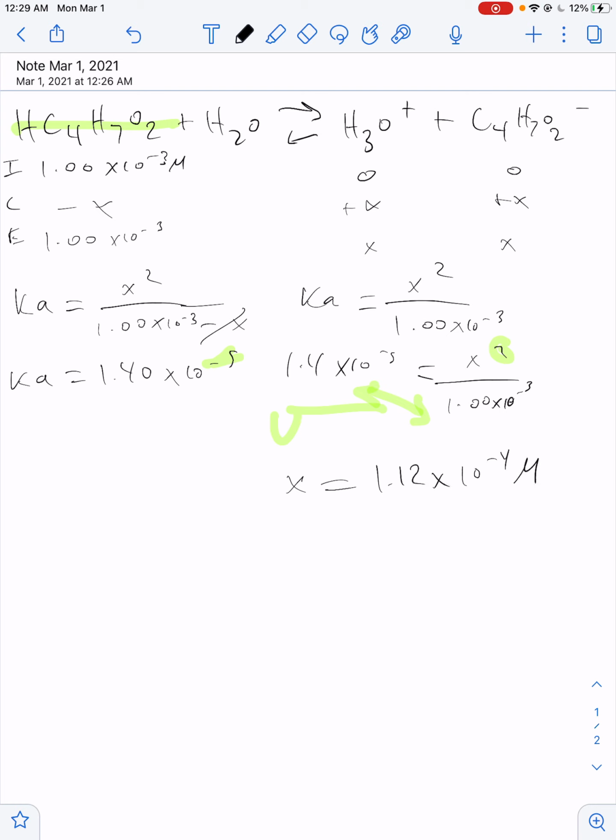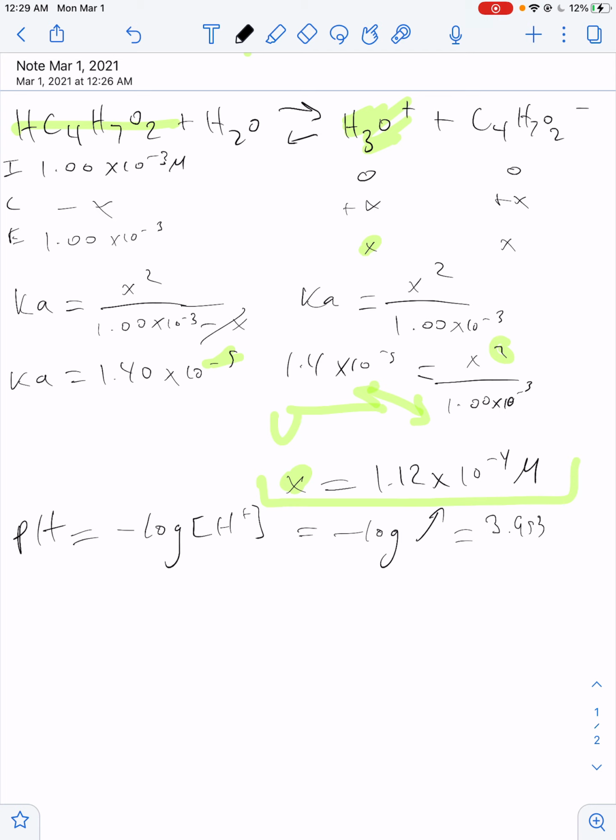As you can see here, x is the concentration of H3O plus, and the concentration of H3O plus is the same as the concentration of H plus. So that's our first part of our answer. Now for the second part, to find pH: pH equals negative log of the concentration of H plus, equals negative log of that. When we do that, we get 3.953.